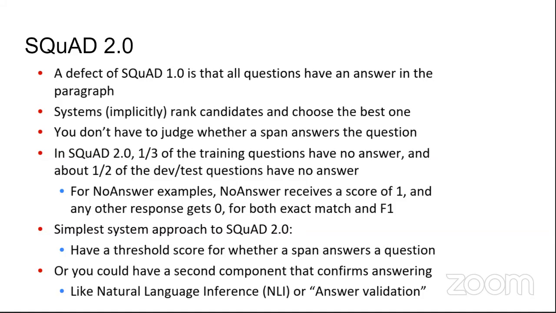So all the questions have an answer in the paragraph. But what are the questions? What if the questions do not have an answer in the paragraph? What if you have to extract the answer from somewhere else? So the systems, basically what they did for Squad 2.0, when they were competing for the task, is they implicitly ranked the candidate answers, and whatever they chose as best, they just gave it as an output.